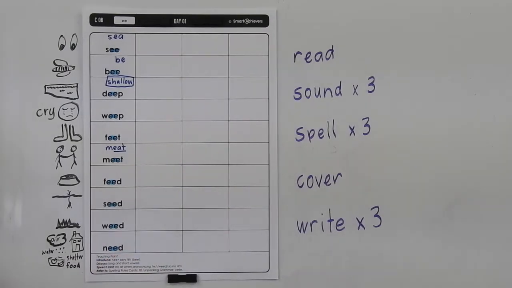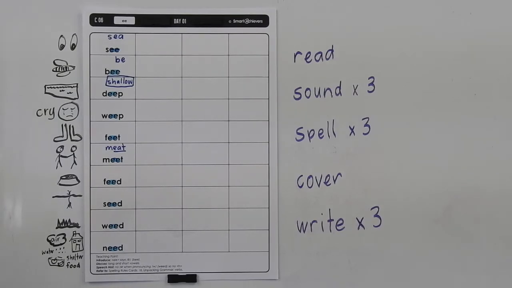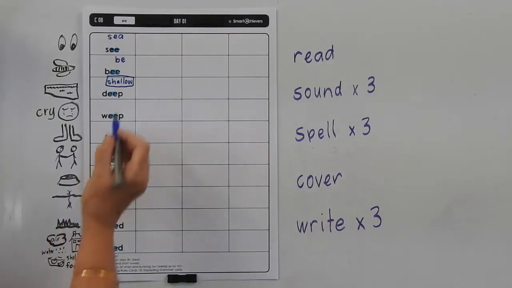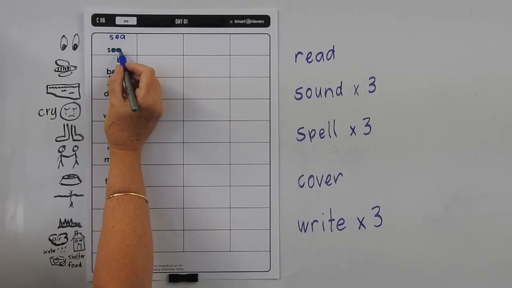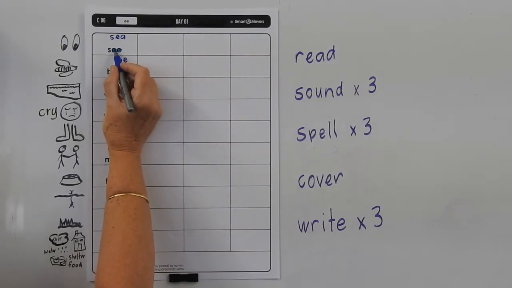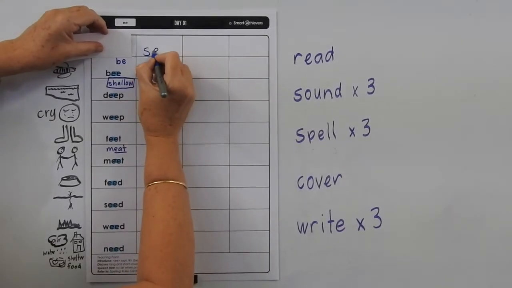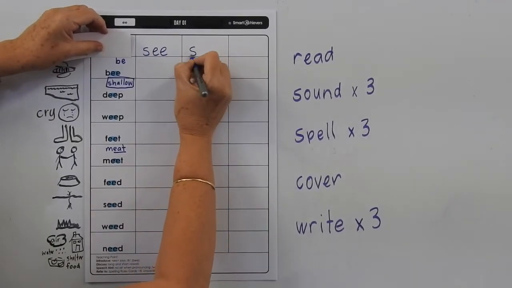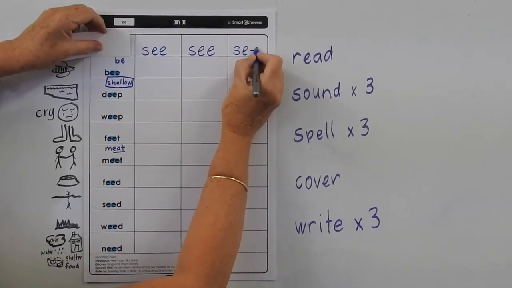We need them. Let's go back and read, sound, and spell the words. Then we're going to write them. So let's go. See, S, E, E. Cover it and write it 3 times. See if you can get your letters on the line.